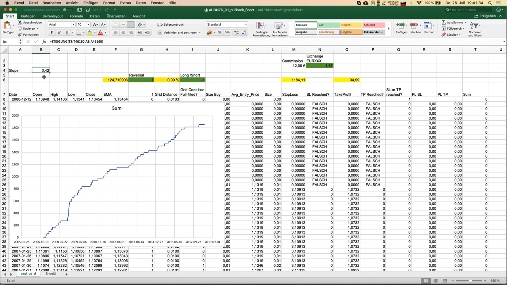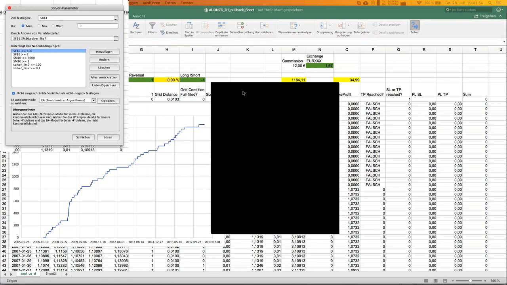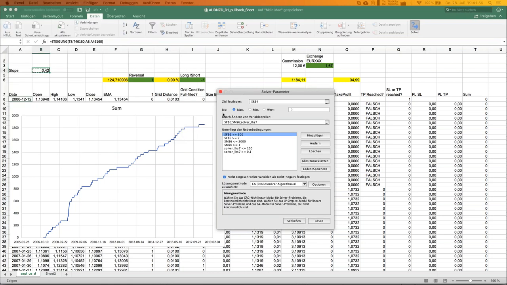But back to the solver. What we are doing in order to get the best equity in the optimization process is we just go for the cell which should be optimized. And then we use that kind of Excel solver mechanism. And that means we identify, oh, I have to switch the screen. We have to identify what we want to optimize. In this case, the slope. Okay, the slope should be higher and highest, so it should be a maximum value.